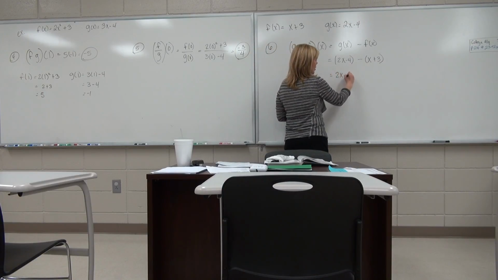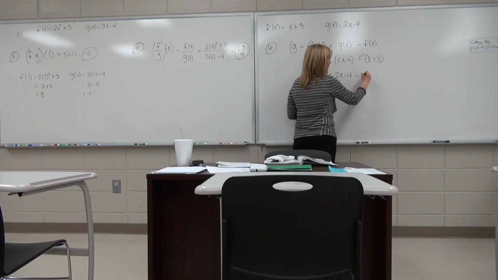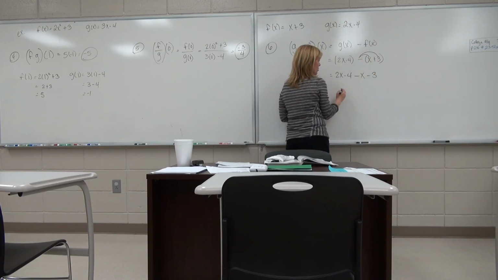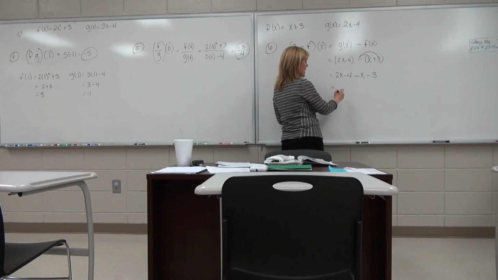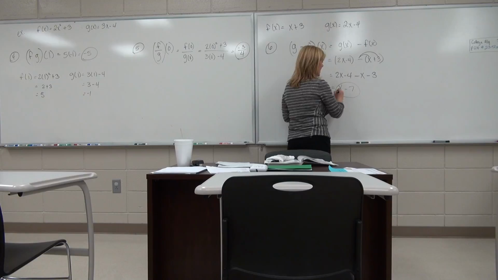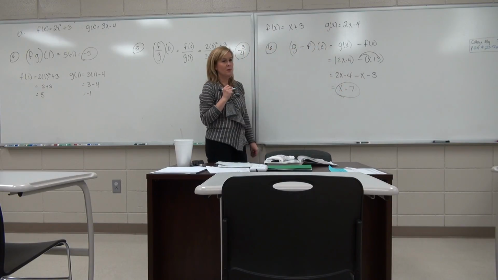So this is actually 2x minus 4 minus x minus 3. So now when you combine like terms, 2x minus x is x. Negative 4 minus 3 gives me negative 7. So your answer there would be x minus 7.